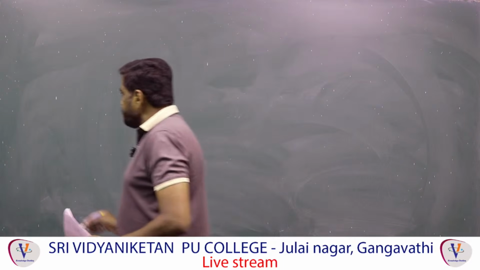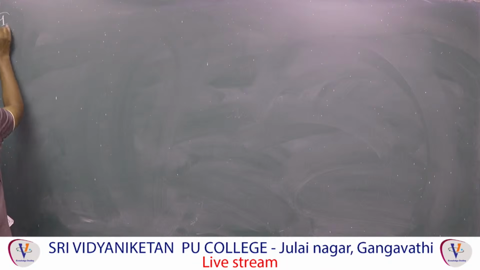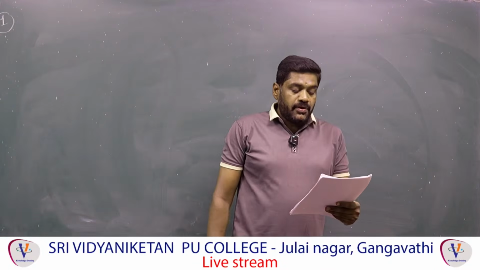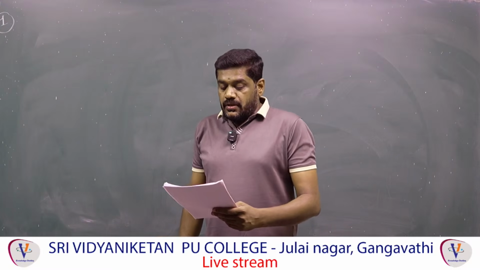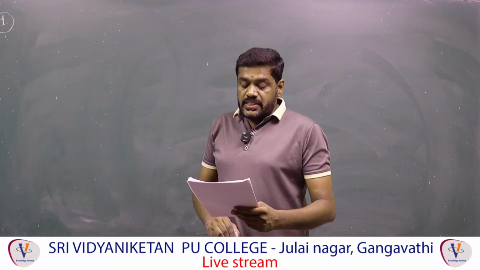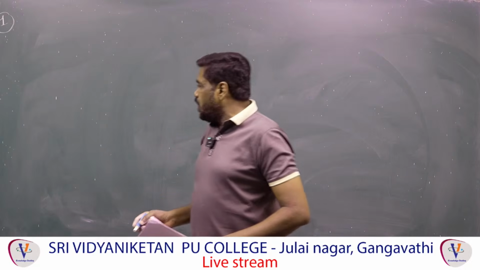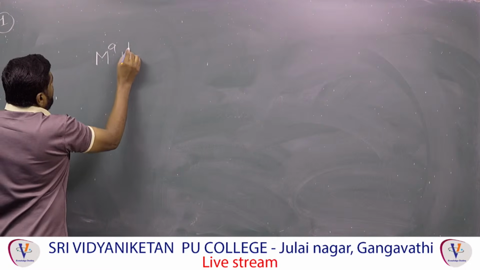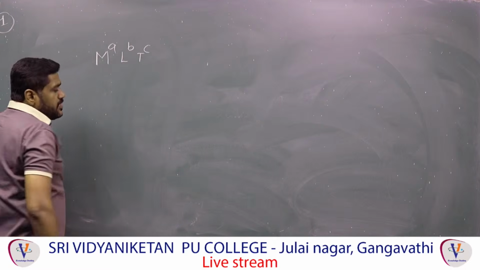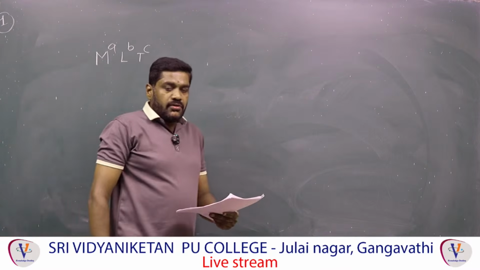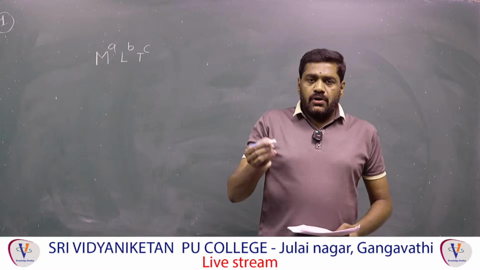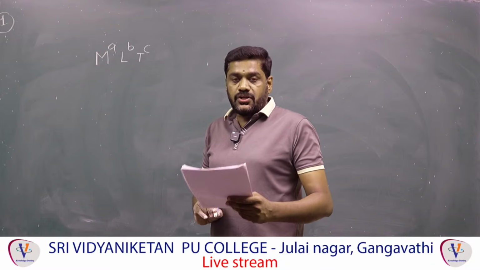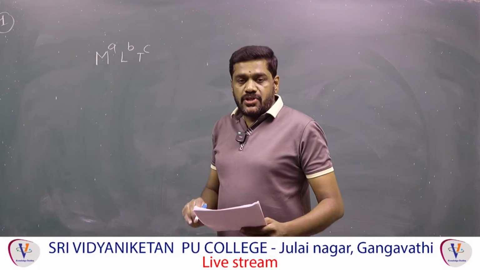Question number 1. If the dimensional formula of a physical quantity is M^a L^b T^c, then the physical quantity can be, they are asking. That is an unknown physical quantity they have given, M^a L^b T^c. First of all, they have given 4 options: torque, surface tension, impulse, acceleration. You have to know the dimensional formula of each first.